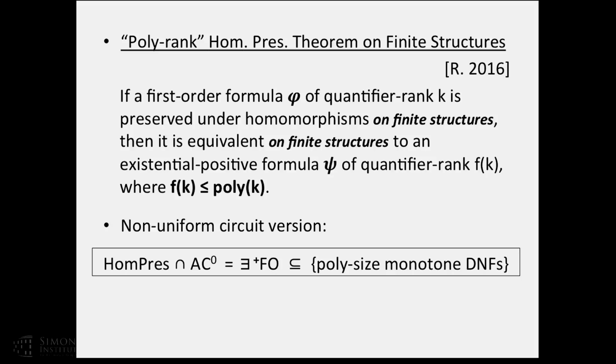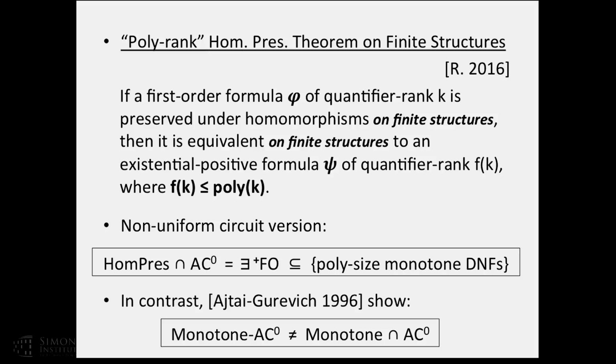And yeah, the last thing I wanted to mention is that we also get a qualitatively stronger version of this result, in that we get something which applies even to non-uniform circuits. So here's another way of seeing what this result says. The class of homomorphism preserved graph properties that you can compute in AC0 is exactly equivalent to the class of graph properties that are definable in existential positive first order logic. So in particular, if you're just looking at the homomorphism preserved graph properties in the class AC0, then this is contained in a very small class, polynomial size monotone DNFs. So AC0 collapses all the way to this class with respect to this family of properties.